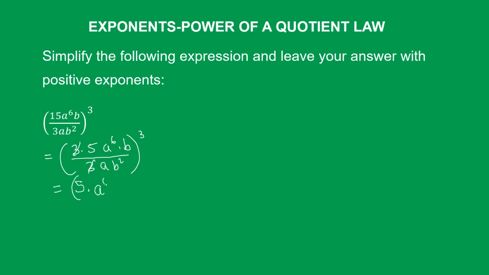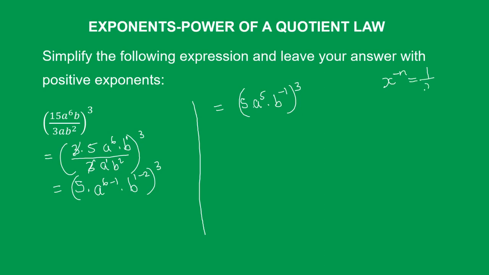times a to the power 6 minus 1, that's a 1 here. And then b to the power 1 minus 2, because there's a 1 here, all this to the power 3. And then what we get is 5 a to the power 5, and then times b to the power negative 1, to the power 3. And then remember that x to the power negative n is equal to 1 over x to the power n. Becomes 5 a to the power 5 times 1 over b to the power 1, all this to the power 3.